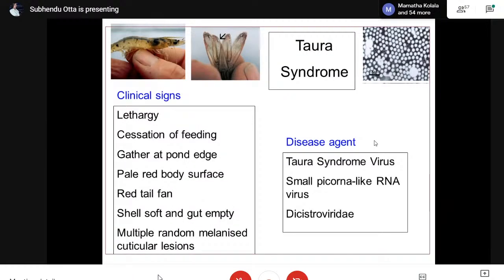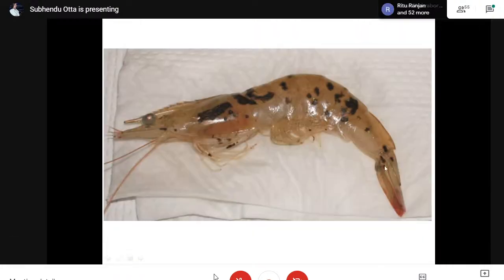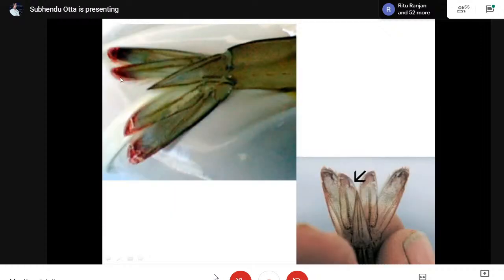Taura syndrome virus, it is called so because it was first reported near a river called Taura. Based on that, it was called Taura syndrome virus. And it is also a highly virulent virus and it can cause mortality in shrimps. The major clinical signs are black spots on the body, entire body, and the tail flap. It is red in color, and in the entire body. Particularly the tail region is reddish in color, and has a particular serration like this. So these are some of the typical clinical signs. You can guess that the shrimp is infected by Taura syndrome virus.